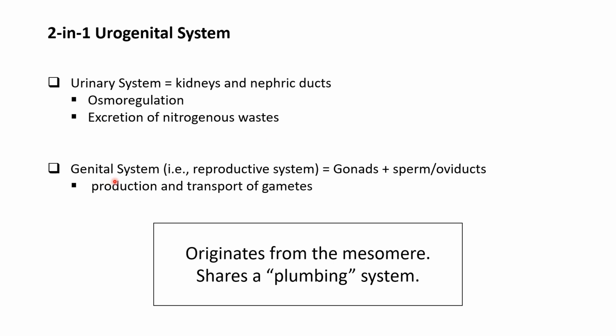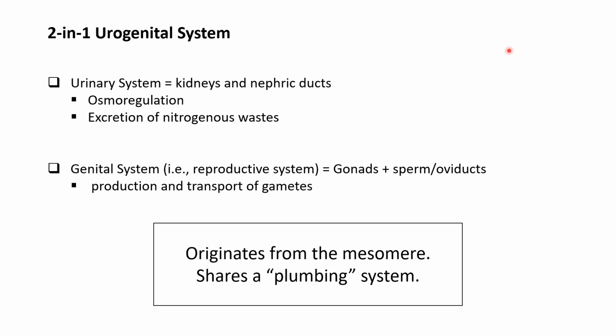The genital system, also called the reproductive system, is mainly concerned with the production of gametes or sex cells. The system includes the gonads and the ducts that carry either the sperm or the eggs. While the system is not crucial to the survival of the animal, unlike the urinary system, it's vital for the survival of the germline so that the animal can pass on its genes, which is the end goal of all organisms from an evolutionary point of view.